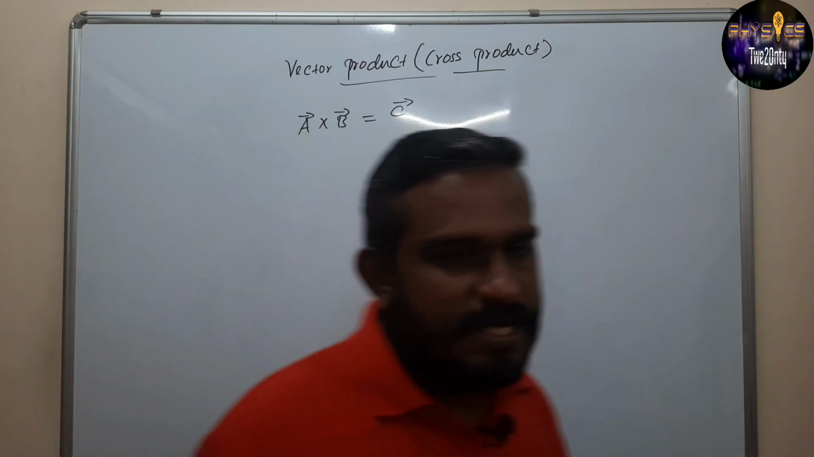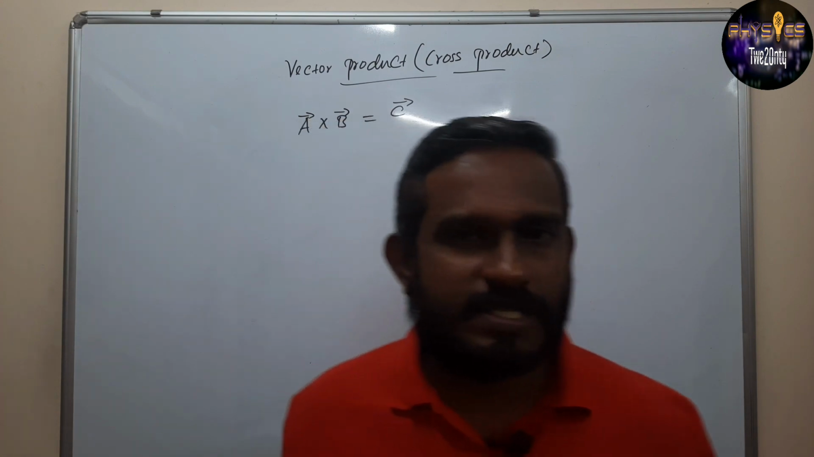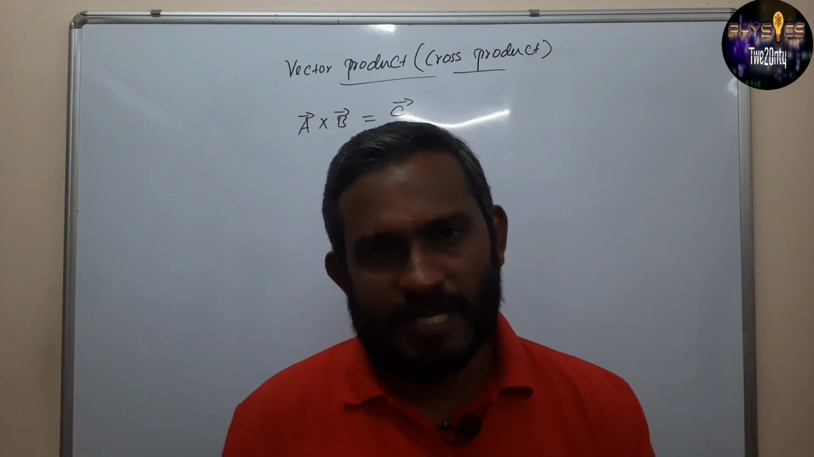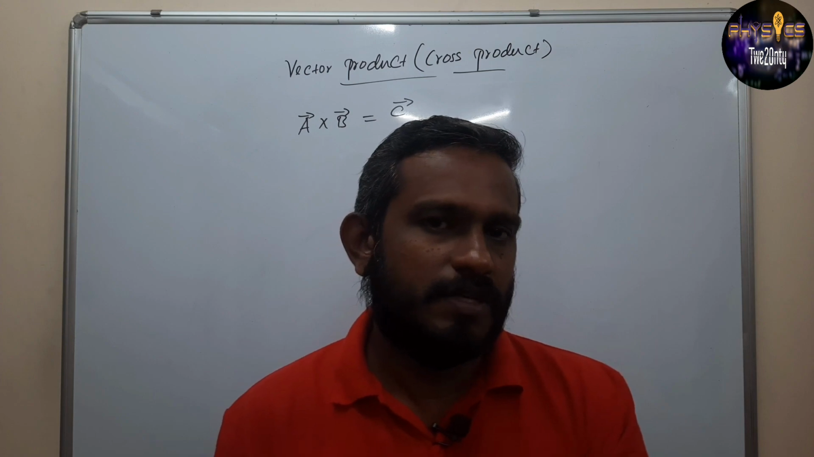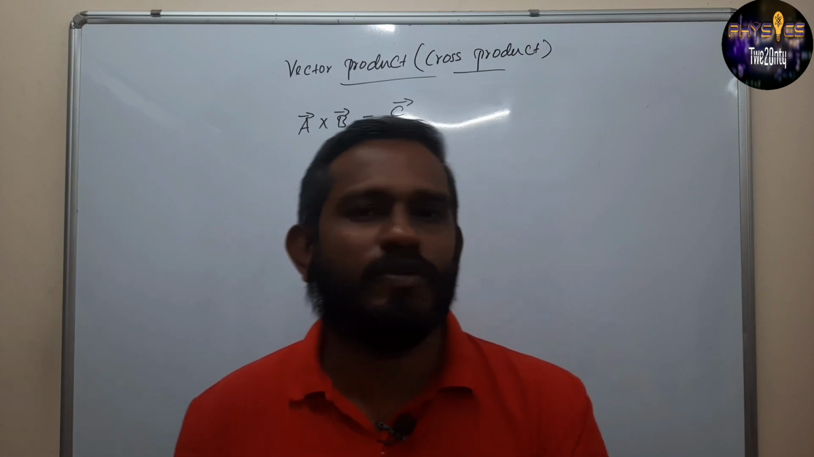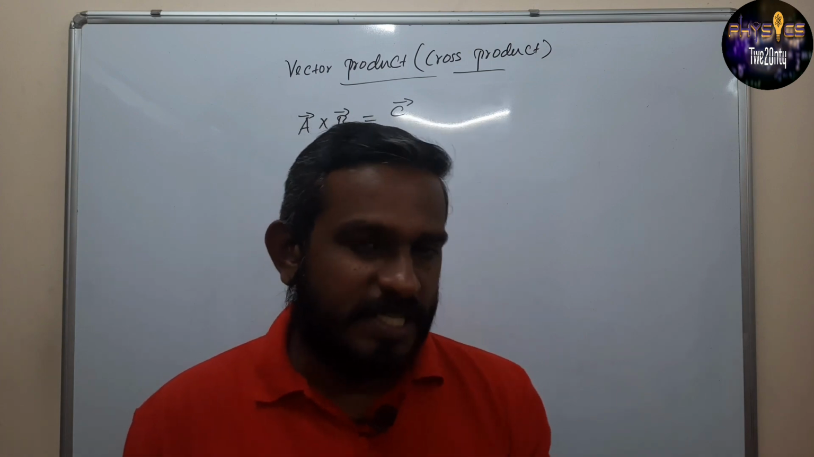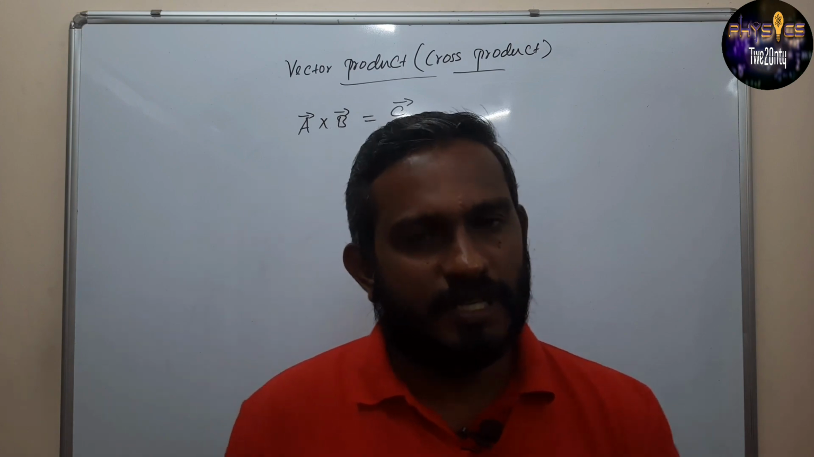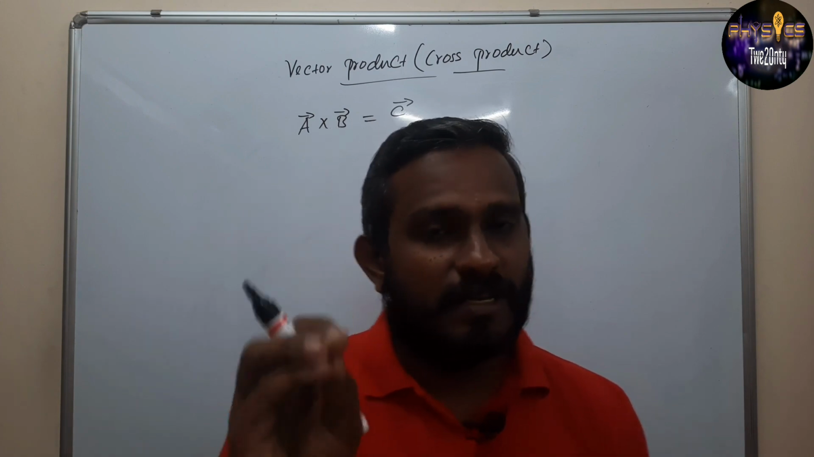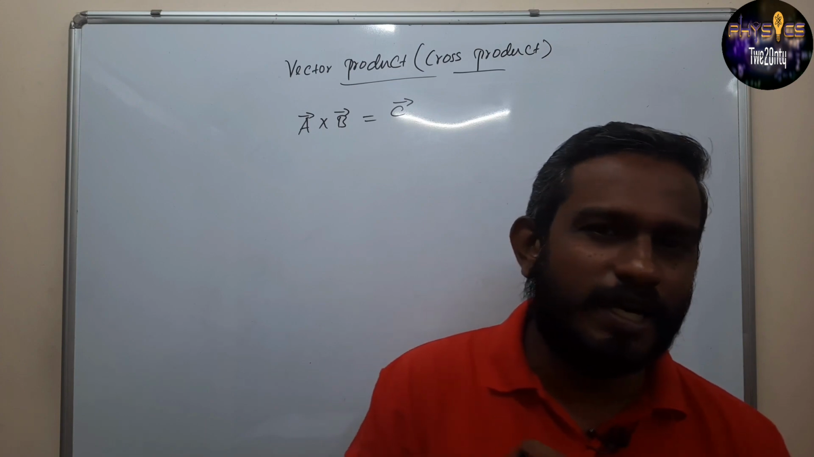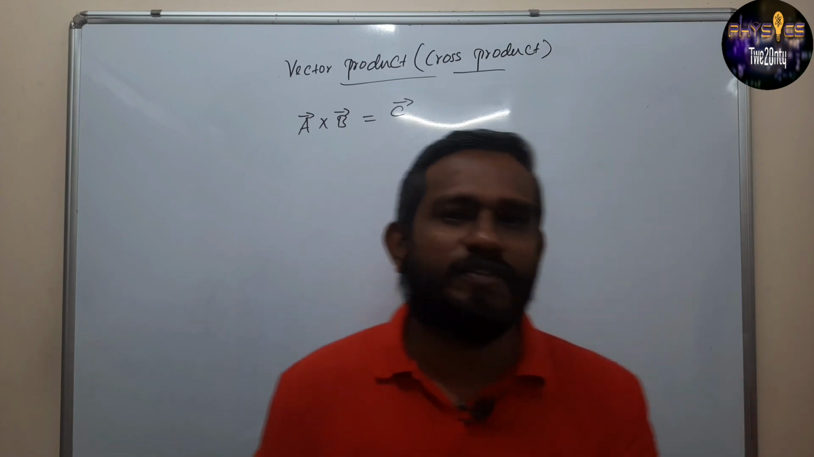So we have seen that a vector can be multiplied in three ways. A vector can be multiplied by a scalar, so what is the result? That is a vector only. The second case, a vector can be multiplied by another vector, so what is the result? Scalar. That is scalar product or dot product of vectors.